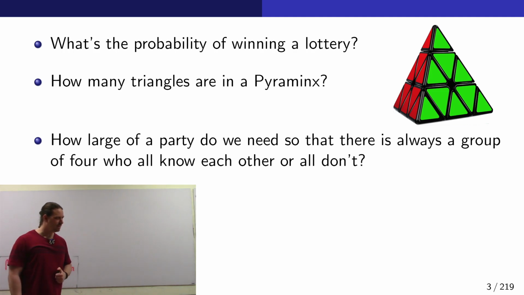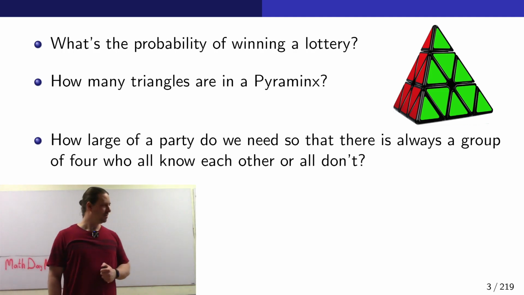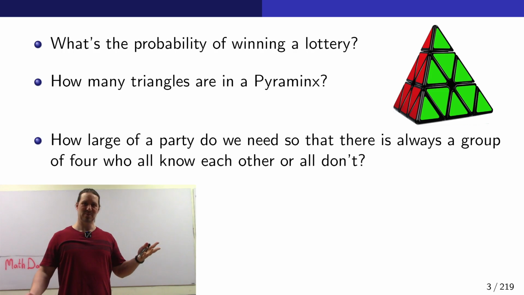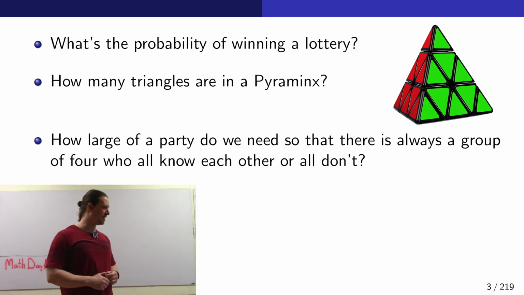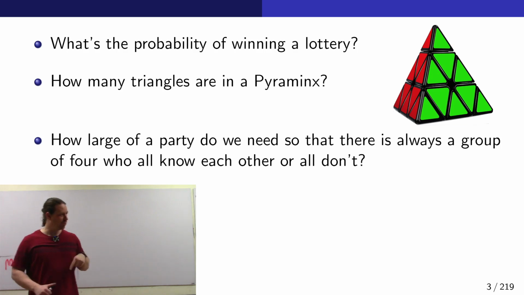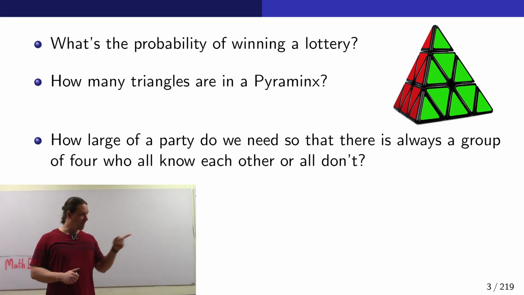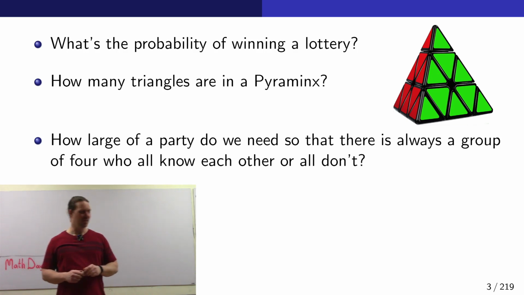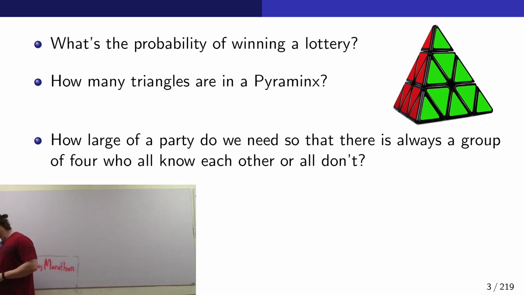Here's a classic. Suppose you're at a party and you're interested in how many people at the party guarantees that you'll have a group of 4 people who all know each other or 4 people who all don't know each other. Can you make a big enough party to guarantee that this will happen? This is closely related to graph theory, and Anna will talk to us about this. This quickly leads to a very famous open problem.